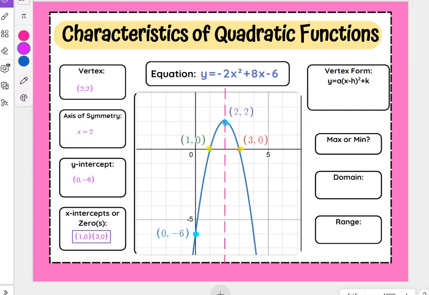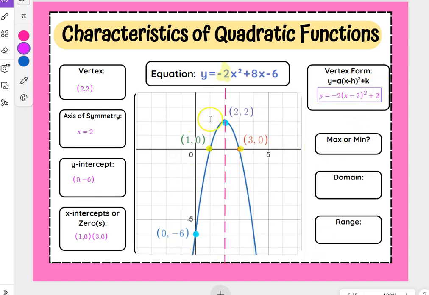All right, vertex form. Vertex form just takes that first number. In this case, it's -2. That's our A. So our vertex form will be y equals -2, or A, times x minus 2, all squared, plus k, which is also a 2. Everything's a 2 this time.